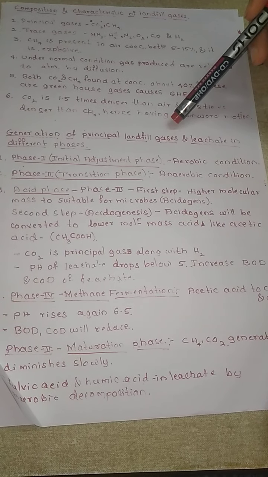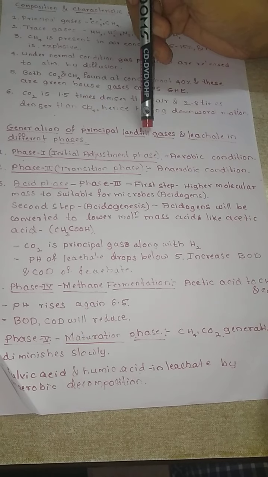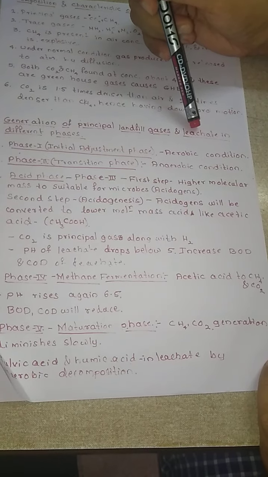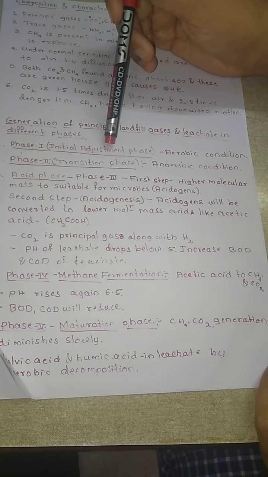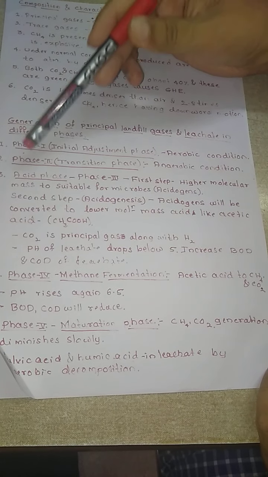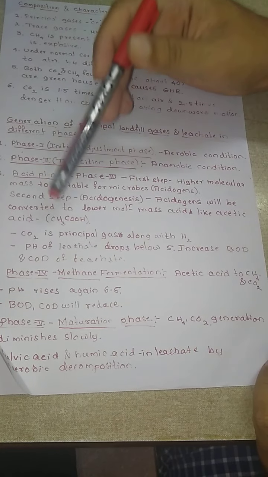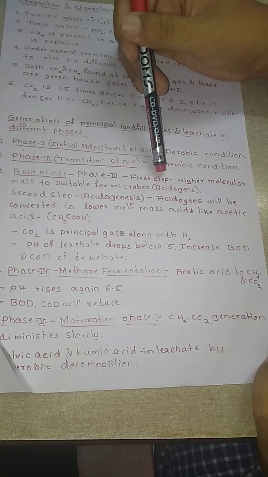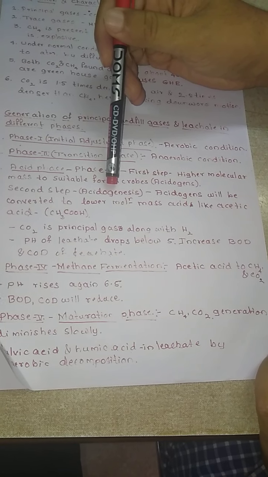Generation of principal landfill gases and leachate in the different phases. The generation of this particular gas and this particular leachate takes place in different phases. Phase 1 we call the initial adjustment phase, phase 2 we call the transition phase, then phase 3 we call the acid phase, which is divided into two phases. The acid phase will be divided into two steps: the first step we call acidogens, and the second step we call acidogenesis.